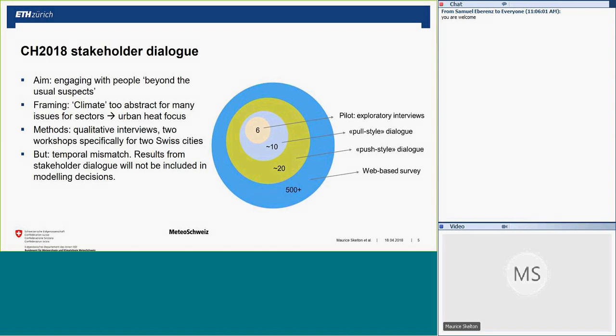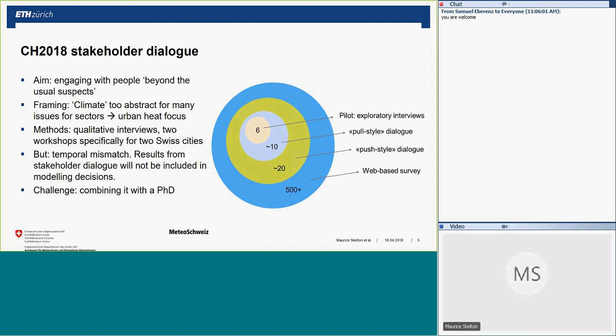And so whatever the results from these particular stakeholder dialogues are, they will not be included in the modeling decisions because these have already been taken. There will certainly be things coming which can either be used for the dissemination or maybe for another climate scenario at some later stage. As I said in the beginning, I'm a PhD student here.